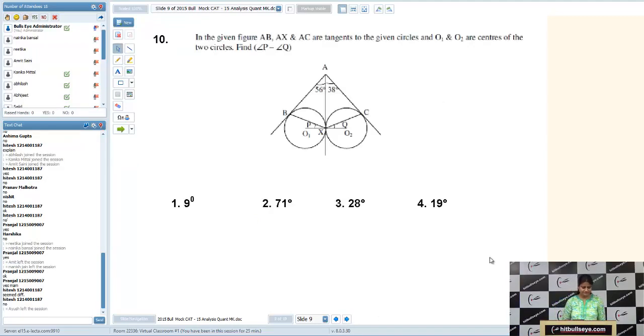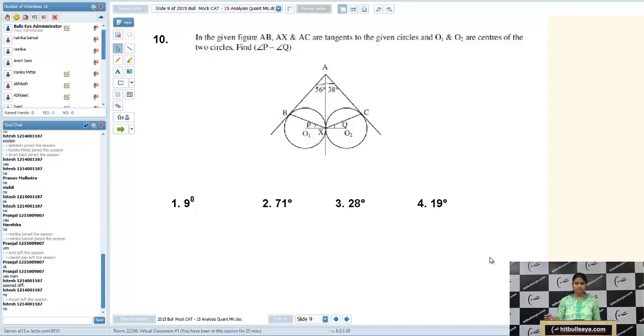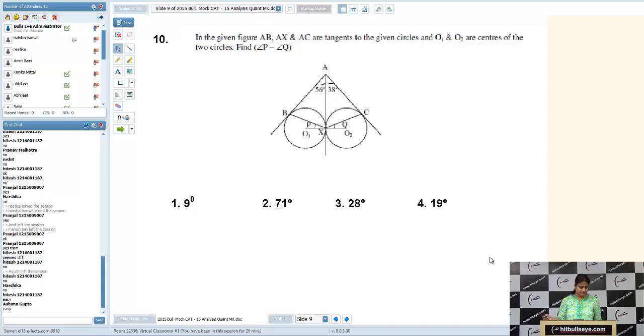Question number 10, medium level. You should know properties. I'm waiting for more answers. Yes, Hitesh, actually it was easy if you are comfortable in retaining properties. Okay, let us move.